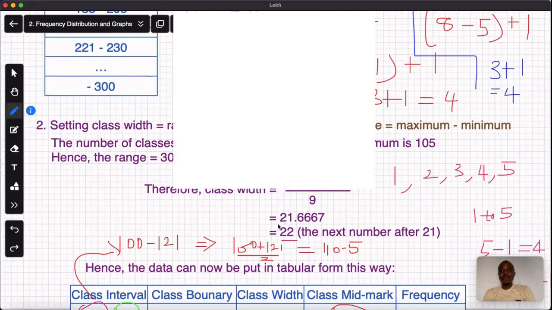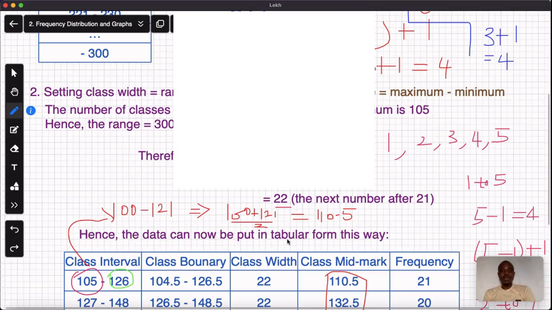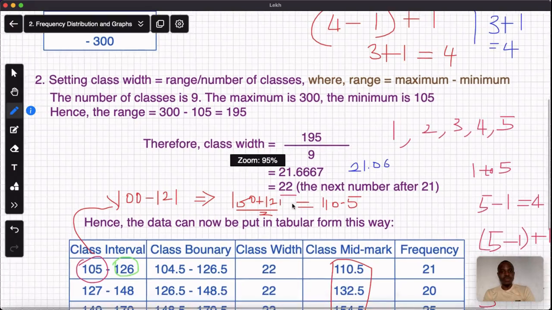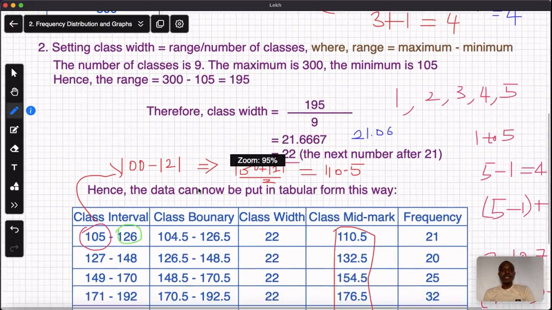So whatever you have here, you go to the next number after it, and that is going to be 22. So the next number after 20, whatever you have, 21 here or whatever you have here, is the number you're going to write. You're not approximating. So if you have 21.0, whatever you have there, you are going to write 22. Not even, because you know 21.0, for instance, maybe 6 or 1 or something, should have been approximated to 21, but you're going to write 22 still. All right, so hence the data can be put in tabular form this way.